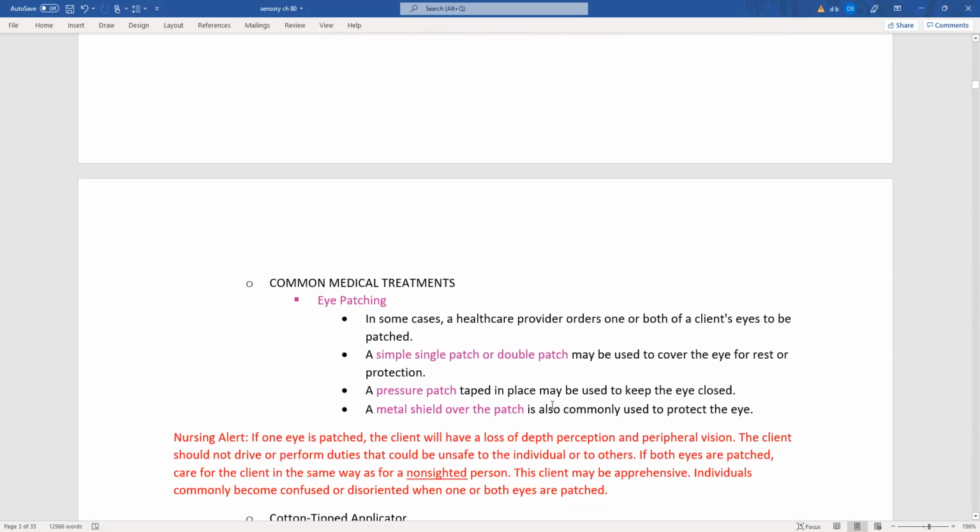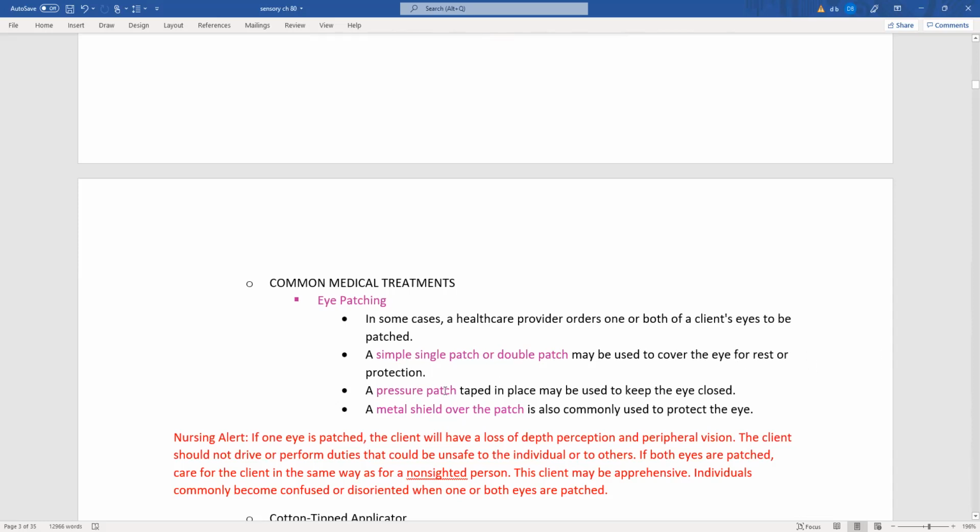Here are some common medical treatments. We may give a client an eye patch. So, in eye patching, in some cases, the healthcare provider orders one or both eyes to be patched. A simple single patch or double patch may be used to cover the eye for rest or protection.